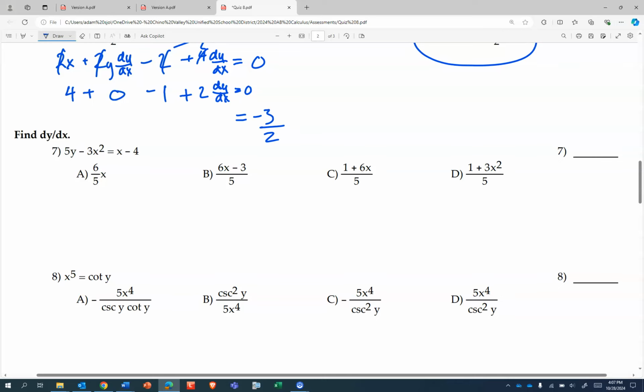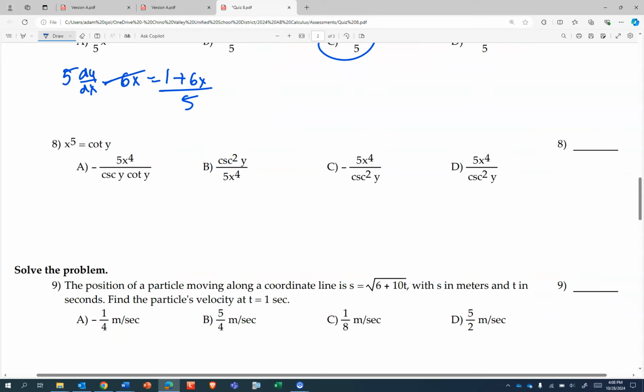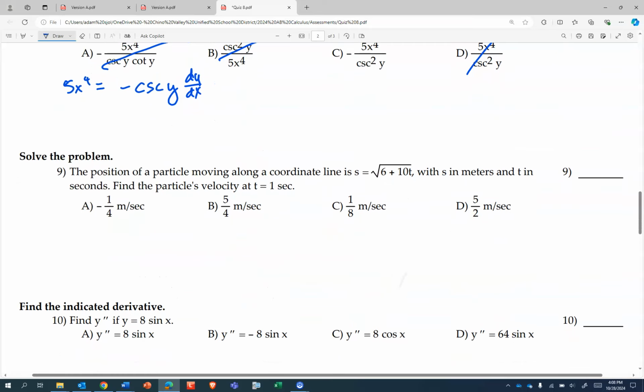Okay, find dy/dx. 5 dy/dx minus 6x equals 1. And so plus 6x over 5. Okay, nothing crazy here. And we're going to get a negative, not cosecant, no. Just eliminate answer choices. Okay.